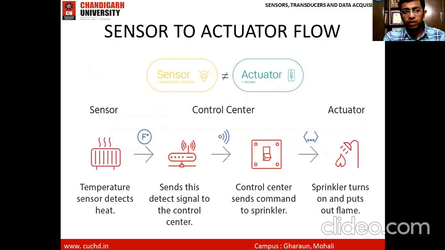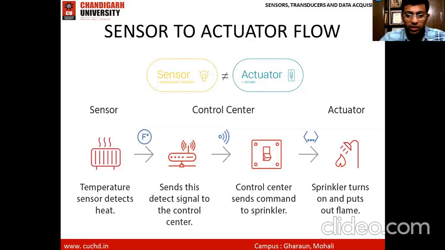Now the third term that comes is actuators. There are actuators as well. So what actually is an actuator? Sensor and actuator, they are both separate things. So first of all, let me make it very clear. Sensors generally refer to the input devices, the detector circuits, but actuators are the movers. They are the output devices.